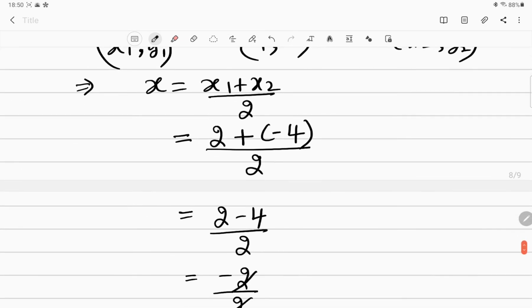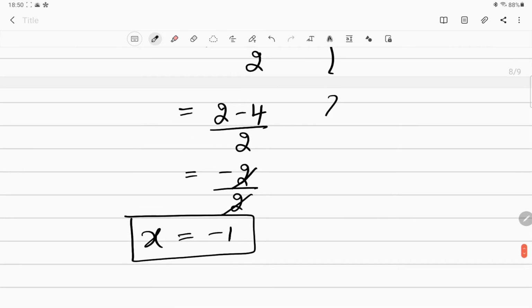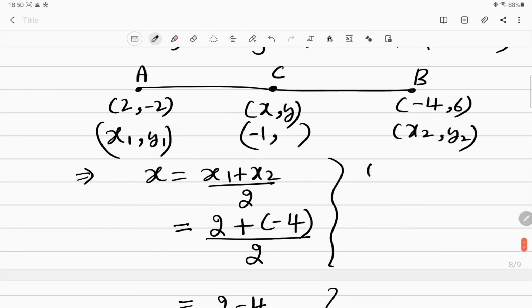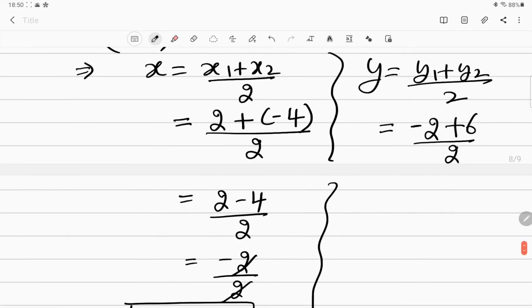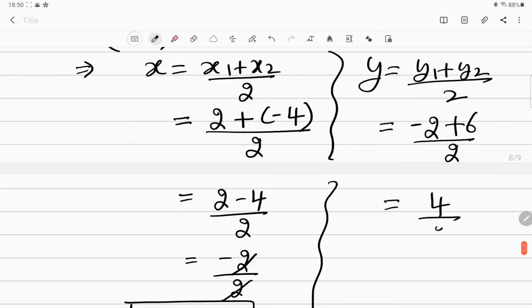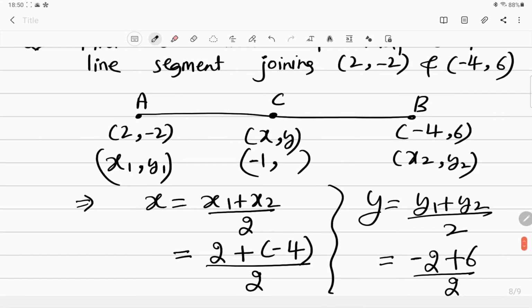Similarly, we can find the value of y also. You can carry forward the calculation here only. So y is equal to, what is the formula? (y1 plus y2) divided by 2. What is the value of y1? y1 is minus 2, you can have a look here. I'm going to substitute that, and y2 is 6. So minus 2 plus 6 divided by 2. It is going to be 4 divided by 2. 2 ones are 2, 2 twos are 4. So it is going to be 2. So the value of y is 2.